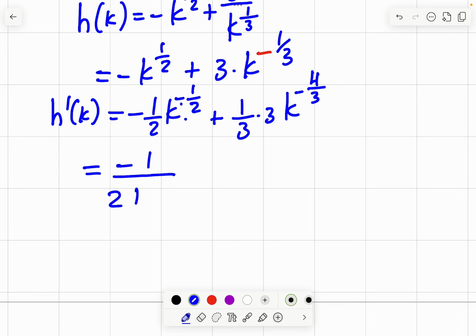By 2 root k, 1 over 2, plus what? This one cancels that one. You see, these two things cancel each other, which I'm going to put back in the denominator since it is negative. I'm going to have 1 over what? 1 over root k to the 4 over 3.